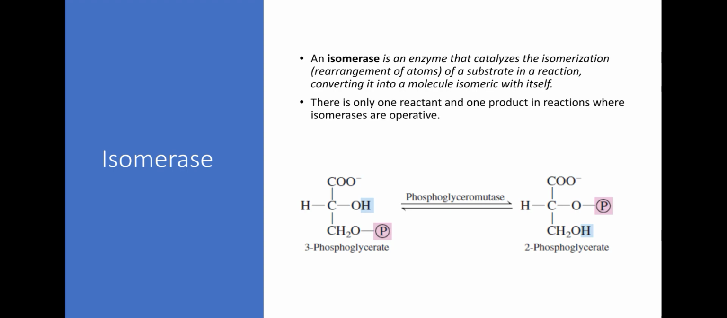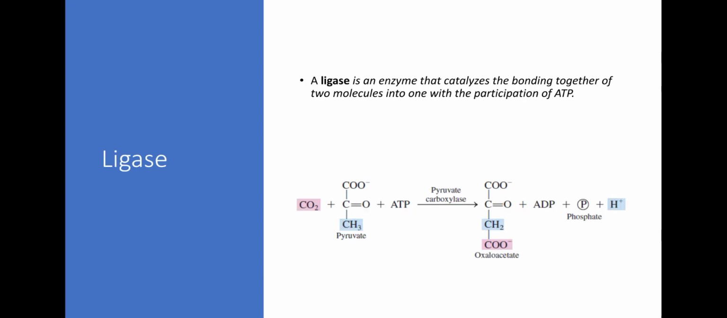The next class are isomerases. An isomerase is an enzyme that catalyzes the isomerization or the rearrangement of atoms of substrate in a reaction, converting it into a molecule isomeric with itself. Take note that there is only one reactant and one product in reactions where isomerases are operative.